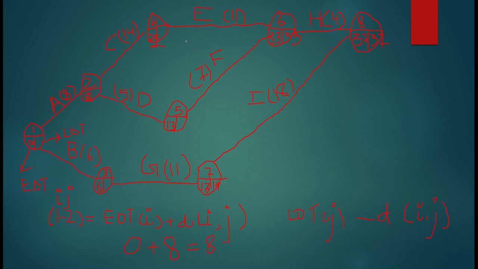Now from 6 I will go to 4. So 33 minus 11, 22. This is 22. Okay, so from 6 I will move back to 5. 33 minus 13, this is 20. Here I will write 20.